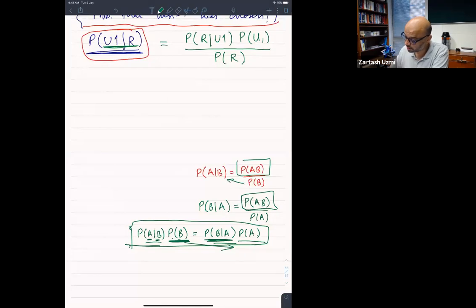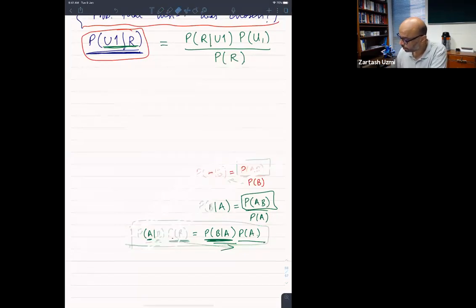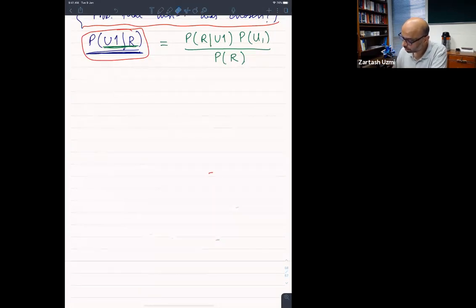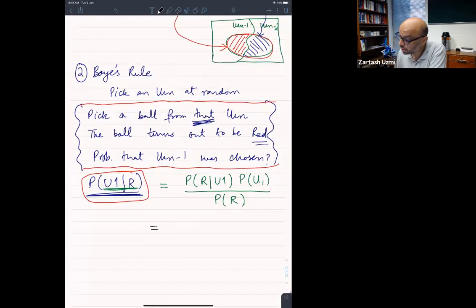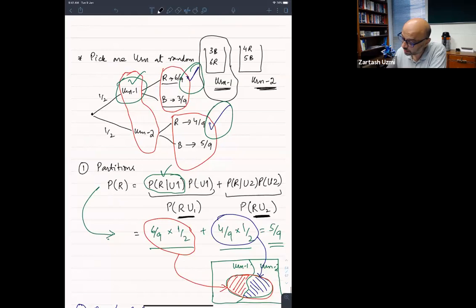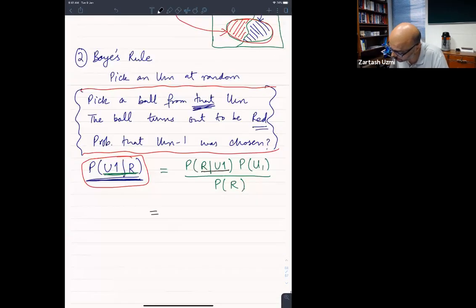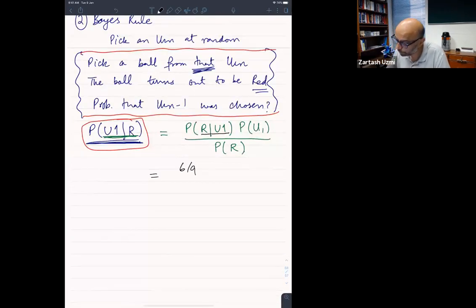Okay, so I'm going to erase this entire thing here and go back to this expression. So here I'm going to say that this probability of R given U1 is something that we have already calculated. Given urn 1 was selected, what is the probability of R? You already calculated that, 6 out of 9. So this is 6 out of 9 into probability of urn 1, which was only 1/2, divided by probability of R.